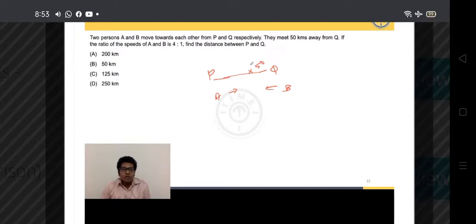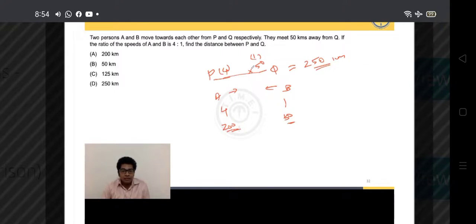If the ratio of the speeds of A and B is 4 is to 1, if he travels 4 parts, he travels 1 part. So this distance is 4 parts and this distance is 1 part. That is the meaning. Find the distance between PQ. When B has traveled 50, A should have traveled 4 times 50, which is 200. So hence the total distance between P and Q would be 250 kilometers.